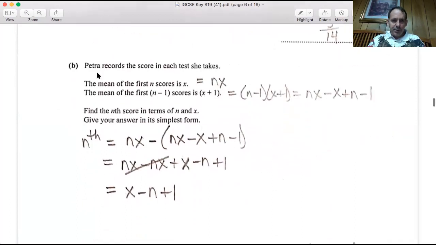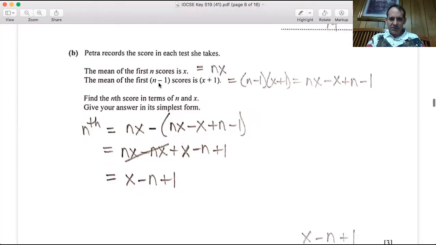Now, moving on, Petra records the score in each test she takes. The mean of the first n scores is x. Okay, now what you have to understand is mean is your average, and there are n number of scores, and the average is x. So if you wanted the total score, you take how many tests there were times the average, and that will give you your total points, n times x.